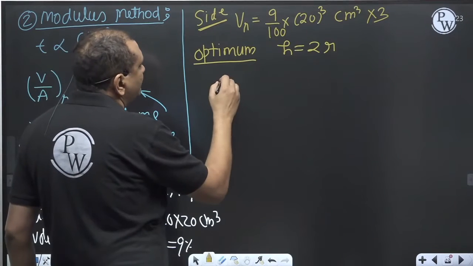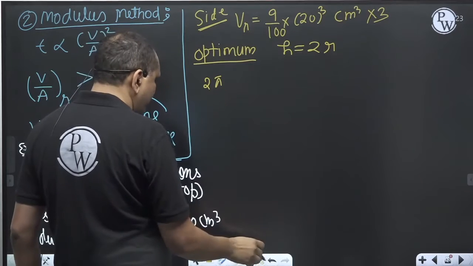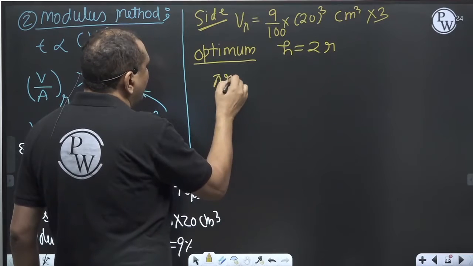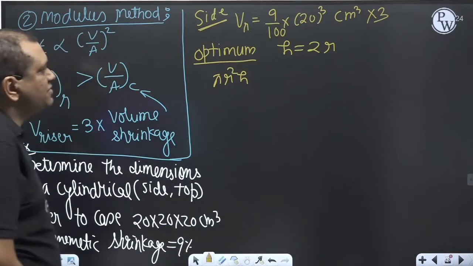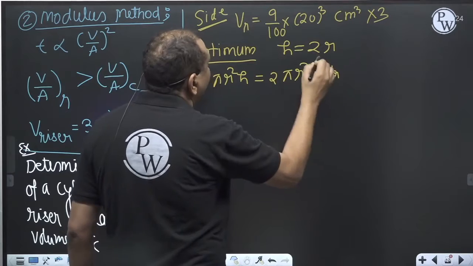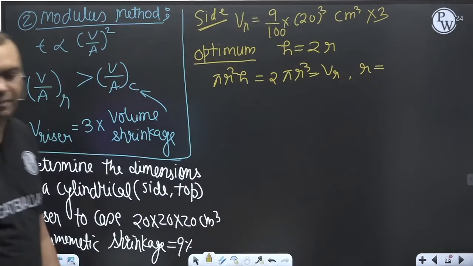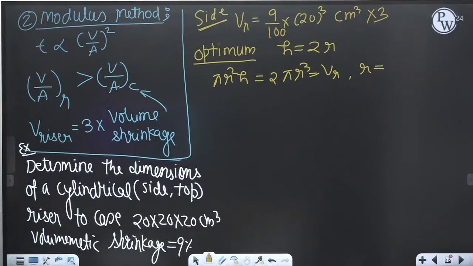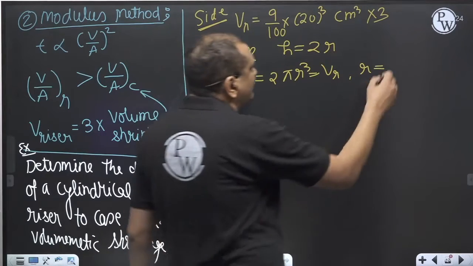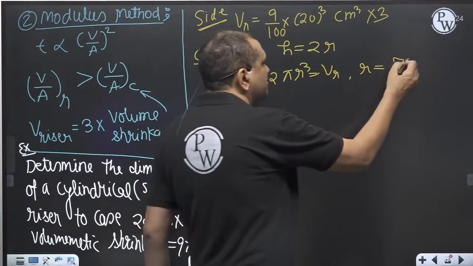So what is the volume of the side riser? Pi r square h is the volume of side riser. H is equal to 2r, so 2 pi r cube is the volume of riser. Put this value here, find out r, the radius of riser, and it is coming out to be approximately 7 centimeter, because I have solved these questions.